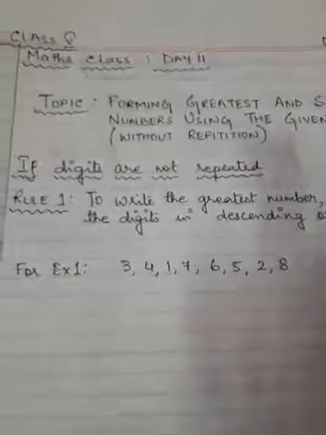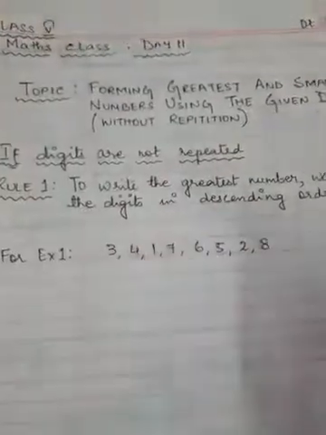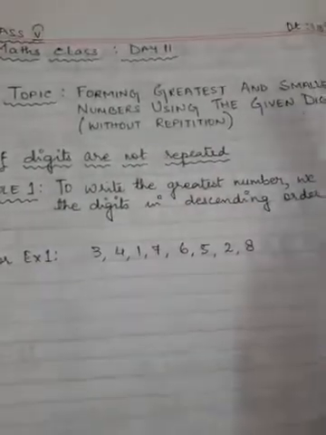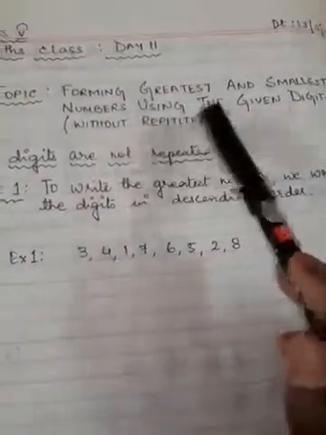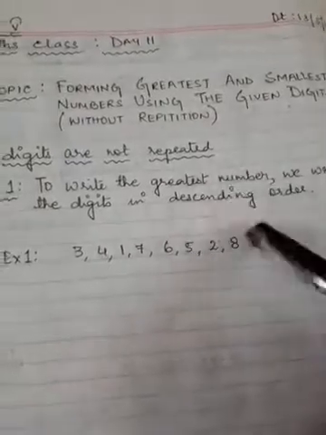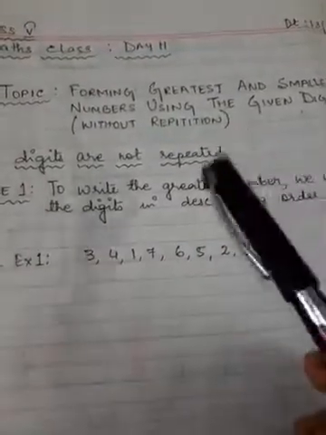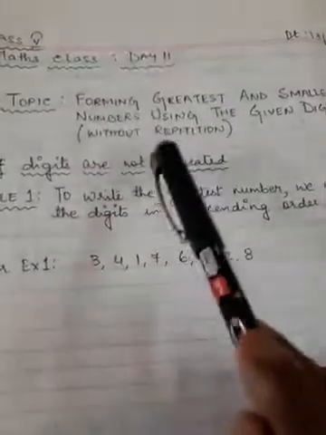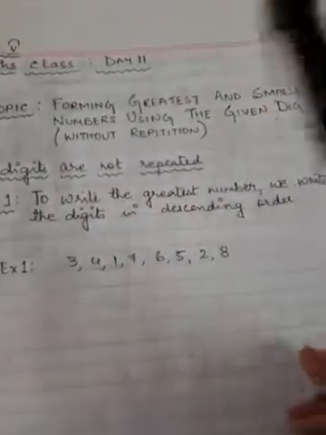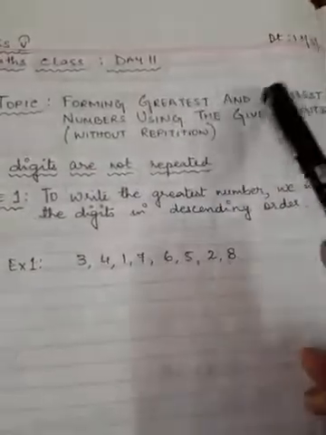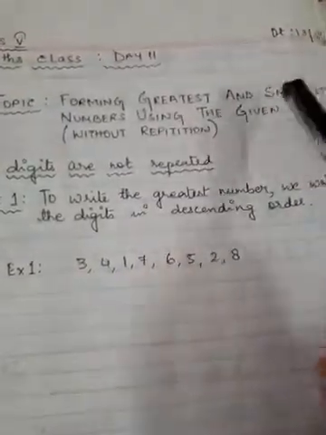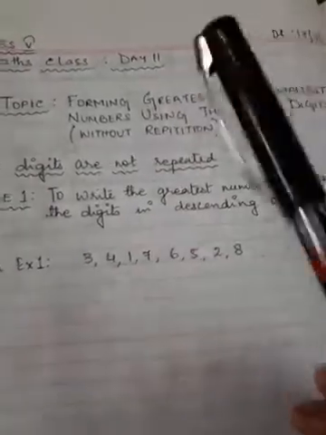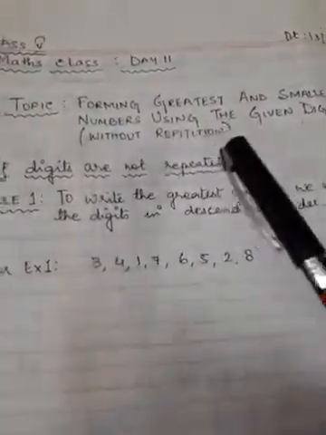Very good morning, students. Today we are back with our maths class, and the topic that we are going to do today is forming greatest and smallest numbers using the given digits. Now, you have to keep in mind that we cannot repeat any of the digits. Digits will be given to you and you have to form the greatest and the smallest number using those digits, but you cannot repeat any of the digits.